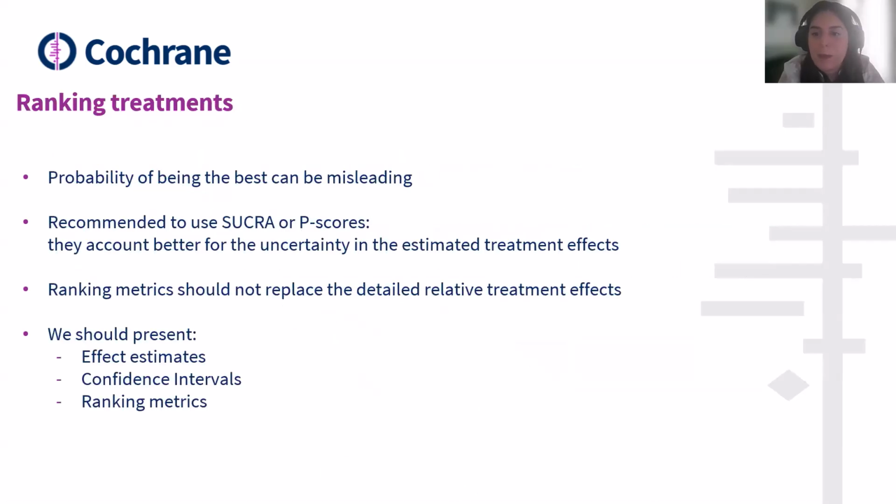The probability of being the best can be misleading. Therefore, it is recommended to use SUCRA or p-scores as they account better for the uncertainty in the estimated treatment effects. Most importantly, rankings should not replace the detailed relative treatment effects. Ranking metrics offer an overall ordering of treatments, indicating which might be more effective or safe within the network. They are useful, but they do not provide the information that relative treatment effects do. Therefore, we should always accompany this with effect estimates and confidence intervals.